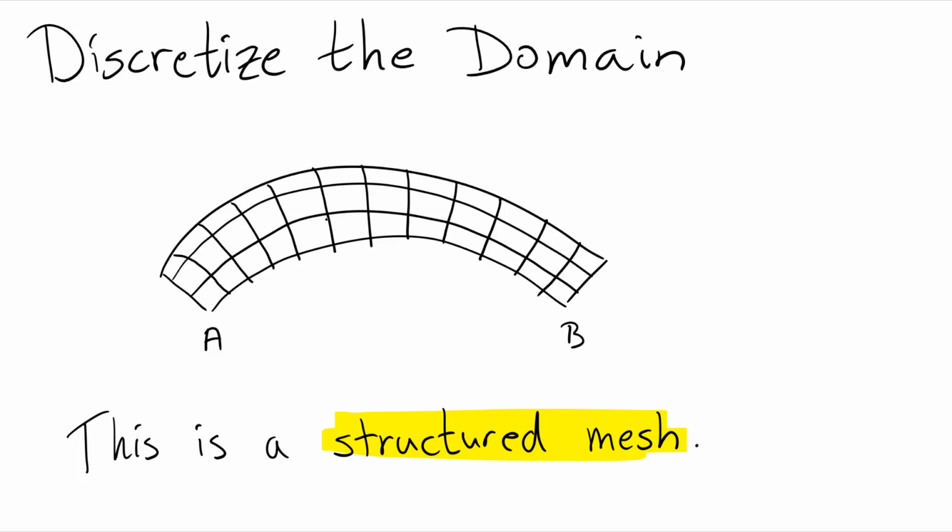So as you see, if we take this cell, for instance, we can use the same principle as in the previous example. We can add the number of, well, let's say horizontal cells here to get this cell number, and subtract it to get this cell number. Subtract 1 to get this cell, and add 1 to get this cell. So still, this is a structured mesh.